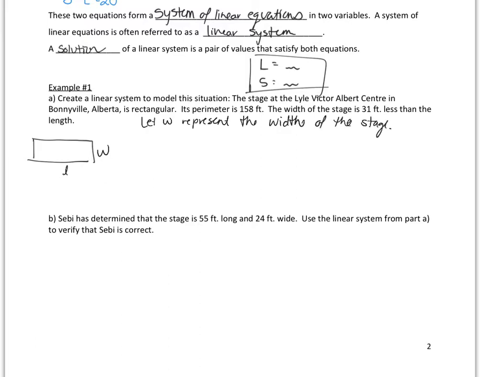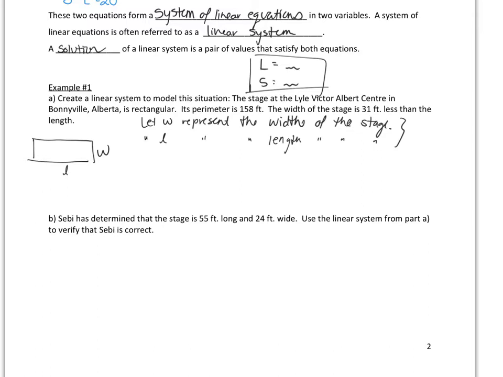Now, I'm going to say basically the same thing, but let L represent the length of the stage. These little two dots or two lines mean repeat what was said above. So let L represent the length of the stage is what that would read. We're going to write this out a bunch of times. Every time we write out a system of linear equations, we should be identifying our variables.